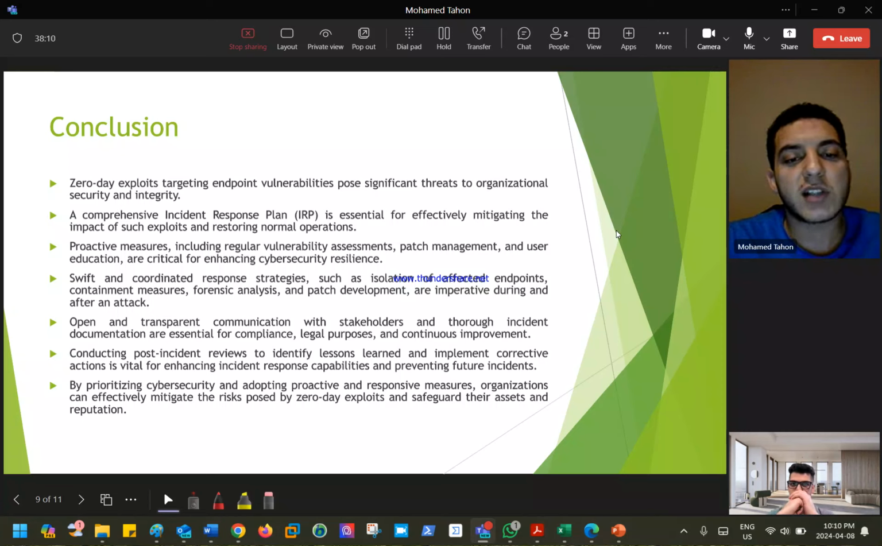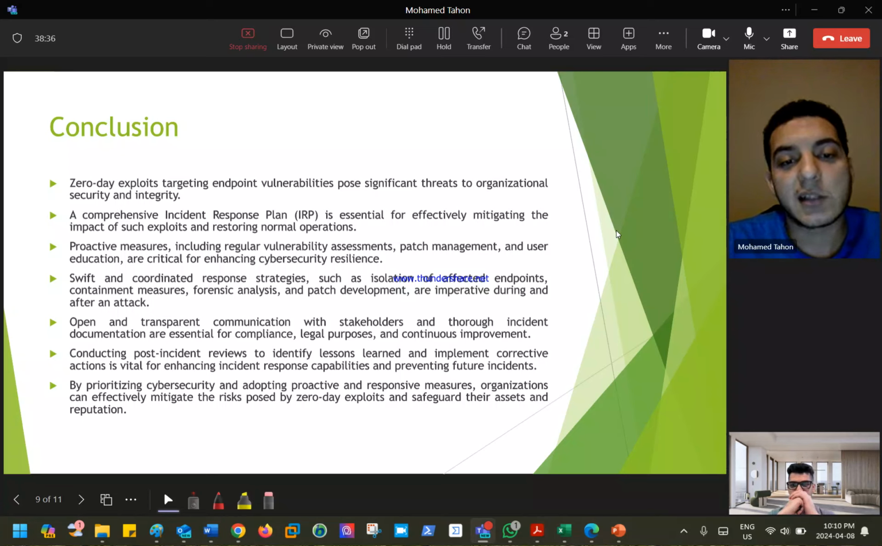Protective measures for cybersecurity resilience. Stress the importance of protective measures such as regular vulnerability assessments, patch management, and user education. These measures help organizations to identify and address vulnerabilities before they can be exploited. Third, strengthening cybersecurity resilience and reducing the likelihood of successful attacks.